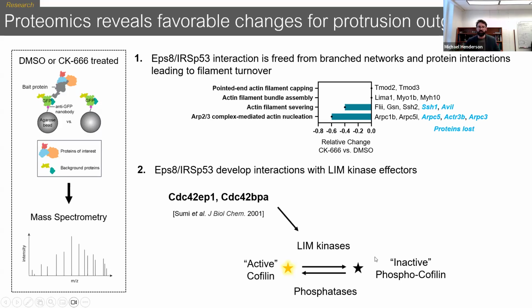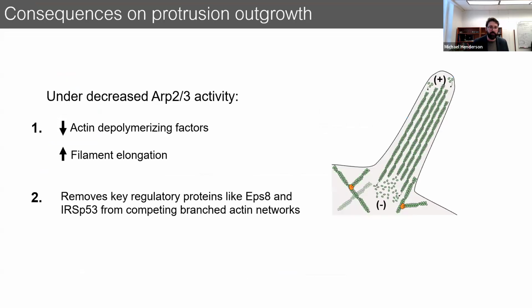So we seem to have a really rich network being formed in how actin filaments may be changed, where upon decreasing the branching activity of ARP2/3, we relieve EPS8 and IRSP53 from these networks. They have less association with actin depolymerizing factors, which shifts the equilibrium balance to providing more filament elongation to drive protrusion outgrowth.